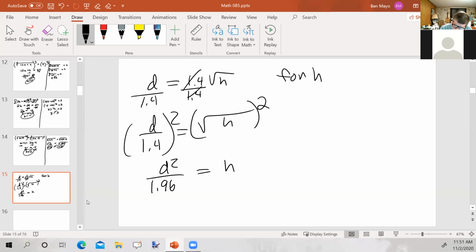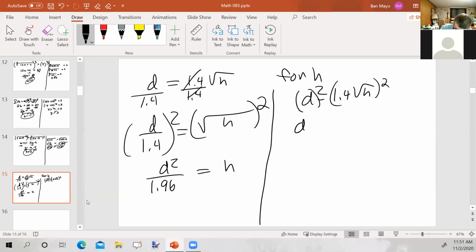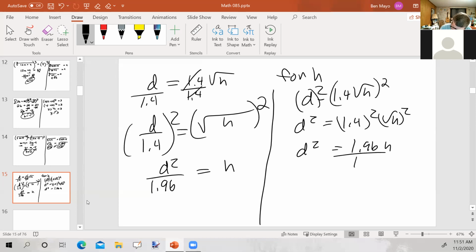Yes. I'm going to go back and do it the other way just to show you how that would work out. So if we have D equals 1.4 square roots of H, and I squared both sides, I'd have D squared equals 1.4 squared, the square root of H squared. D squared would be 1.96H. Divide both sides by 1.96. And again, H equals D squared over 1.96.